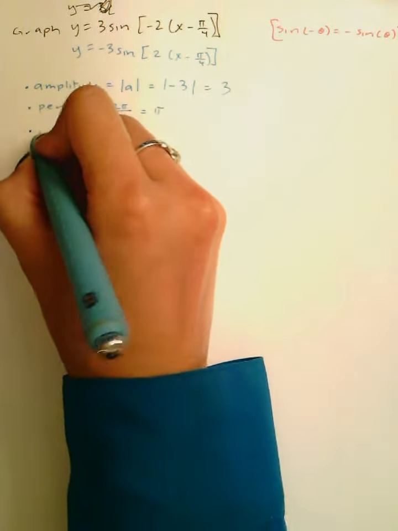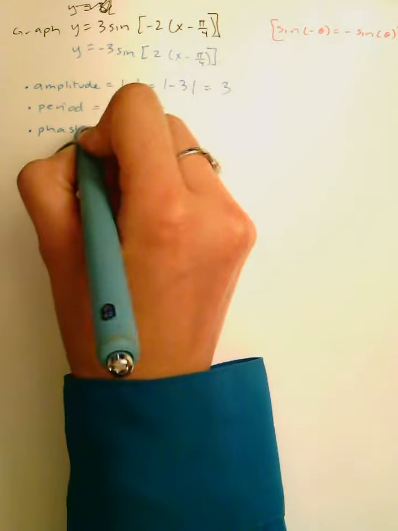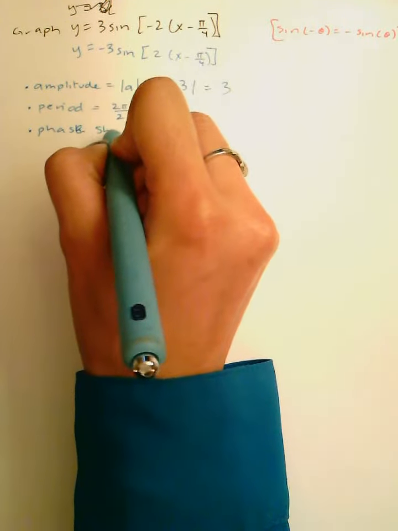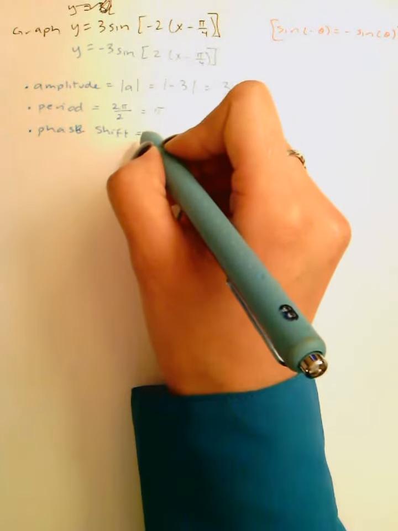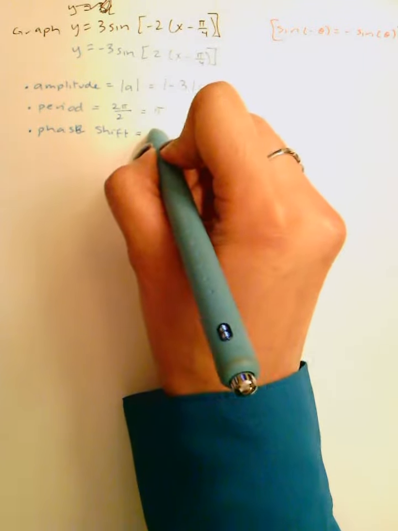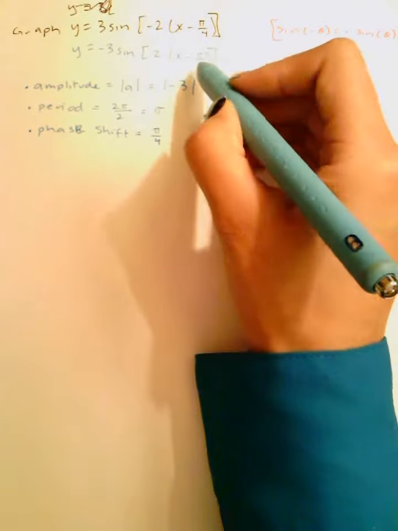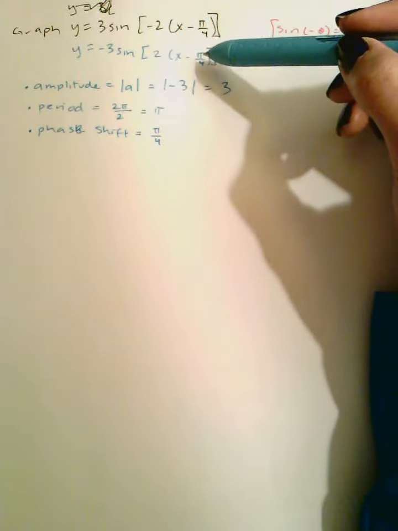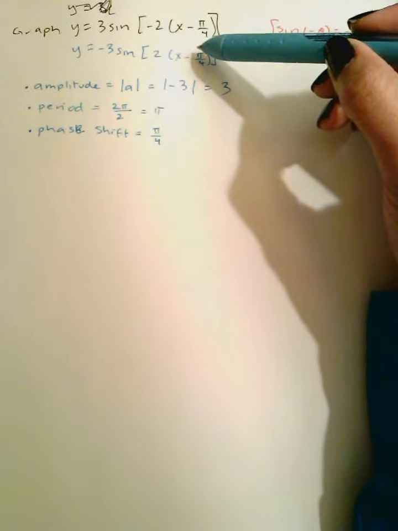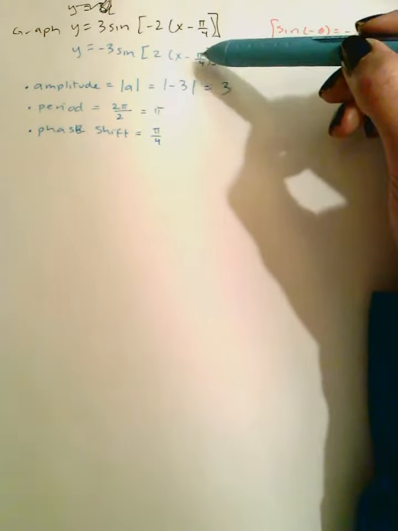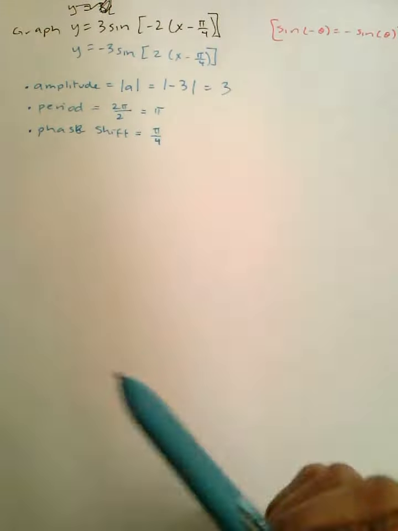Then we're going to find the phase shift. So the phase shift is equal to pi over 4, just like before. And that's because it comes from this portion. Whatever the opposite of this is going to be your phase shift. This is minus pi over 4, so positive pi over 4 is going to be the phase shift.